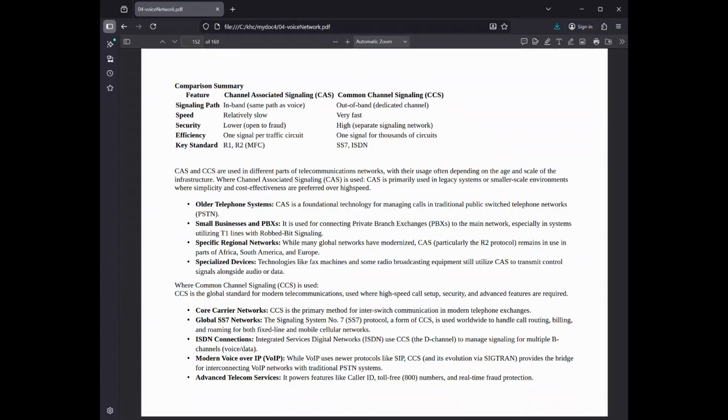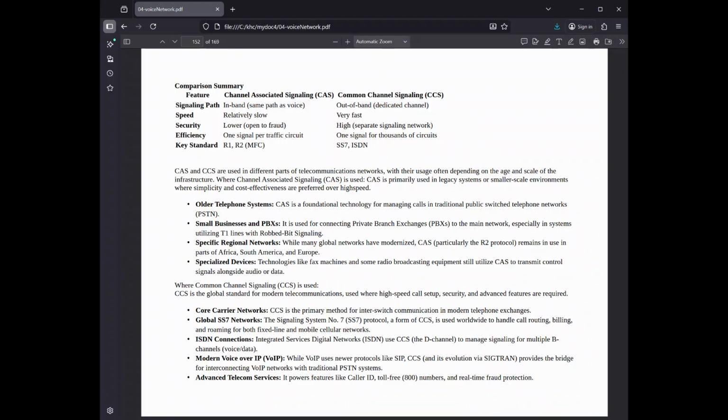Where common channel signaling, CCS, is used: CCS is the global standard for modern telecommunications, used where high-speed call setup, security, and advanced features are required. Core carrier networks: CCS is the primary method for interswitch communication in modern telephone exchanges. Global SS7 networks: the Signaling System number 7, SS7, protocol, a form of CCS, is used worldwide to handle call routing, billing, and roaming for both fixed-line and mobile cellular networks.